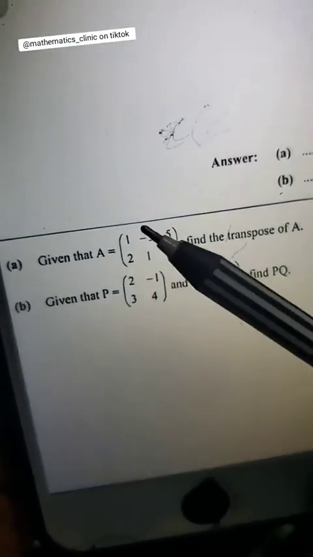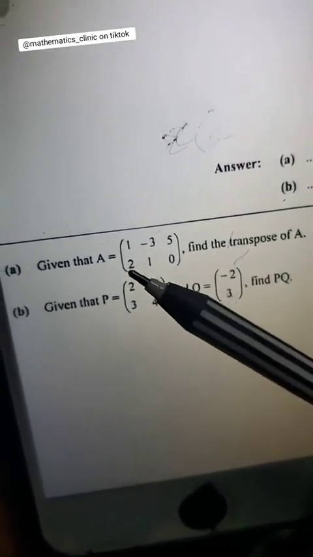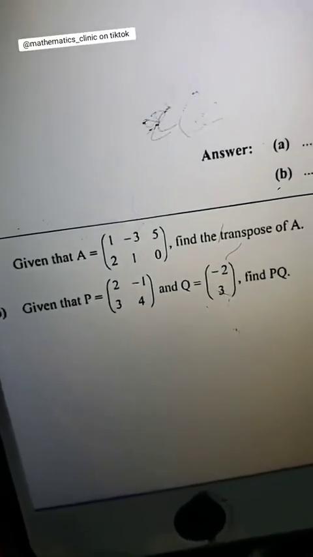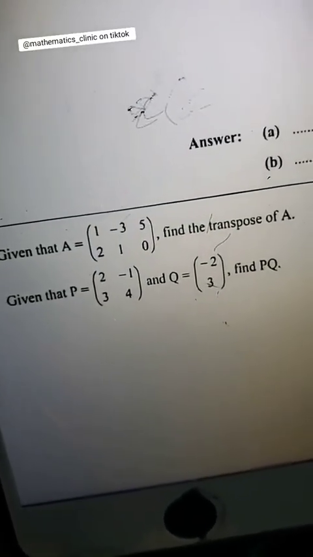Given that matrix A is 1, negative 3, 5, 2, 1, 0, find the transpose of A.